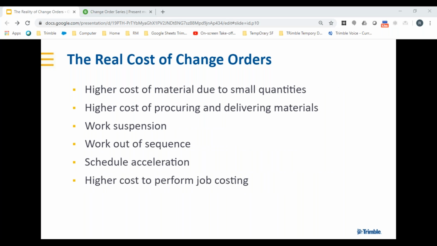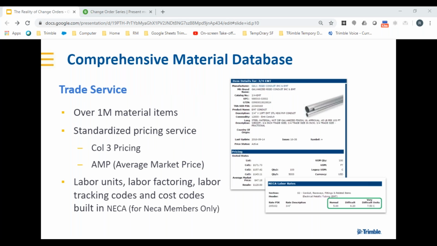Now, the real cost of a change order, like I said, is a higher cost of material due to small purchasing quantities. We're not going to get the same value we did when we did the buyout on the project. Then, of course, procuring and delivering these materials, constantly getting shipments every day of things when we could have gotten one shipment for the entire week. Now we're getting substantial deliveries and have to have somebody sign, receive, suspension of work, work out of sequence, higher costs to perform those job costs.